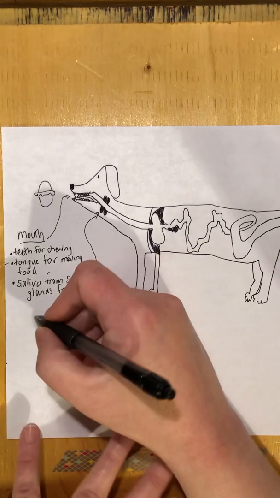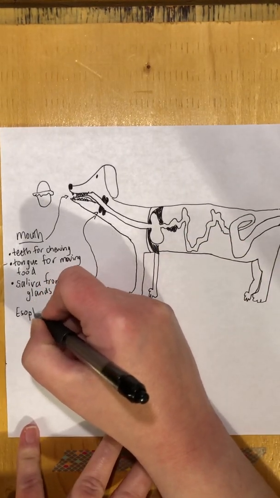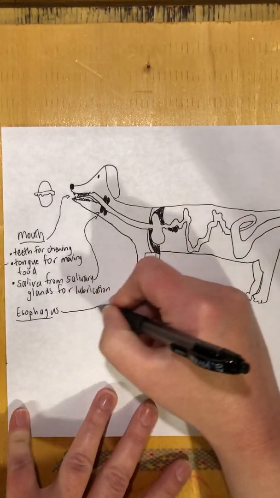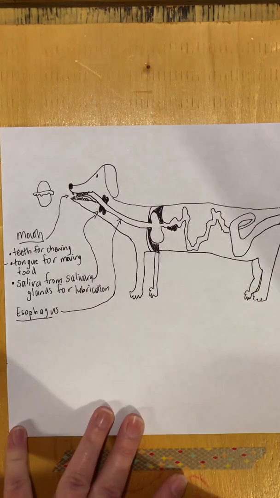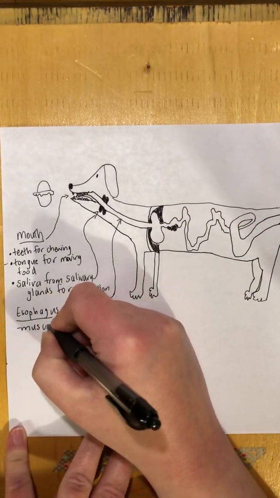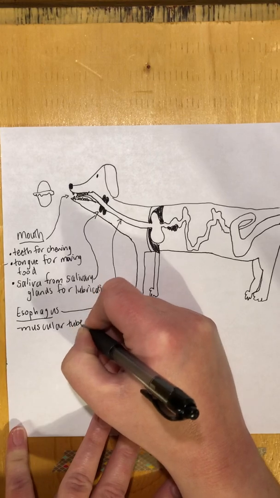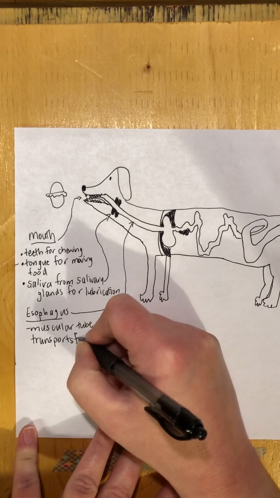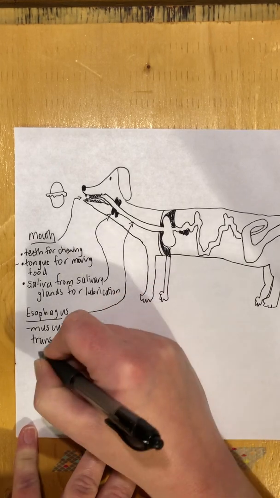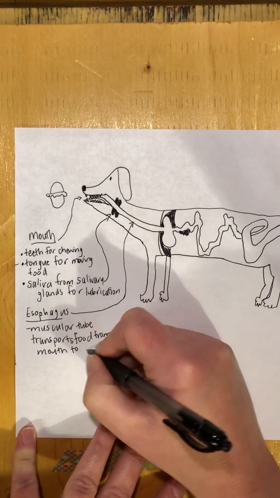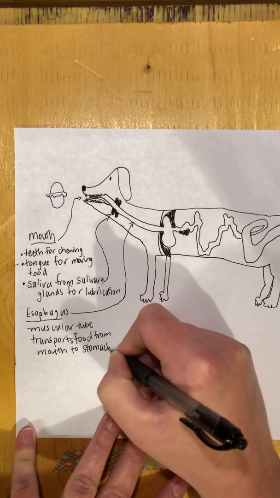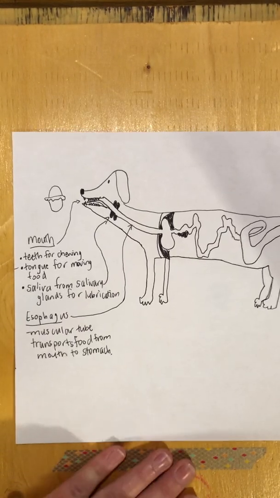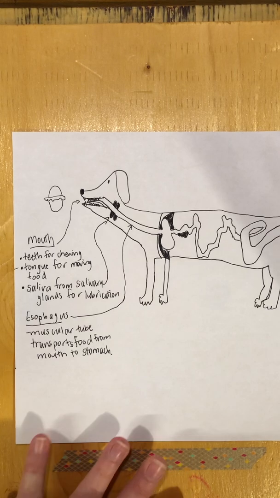Okay, so after the mouth we have the esophagus. So once the food has been chewed up and swallowed, the food gets swallowed into the esophagus. So this is a muscular tube that transports food from the mouth to the stomach. And that's it for the esophagus. It has a really important role, but not much else to say about that one.